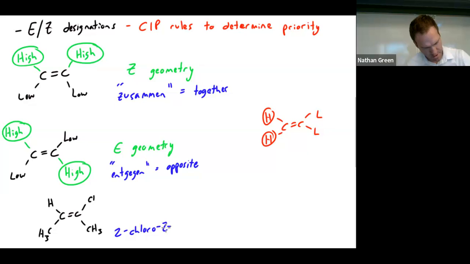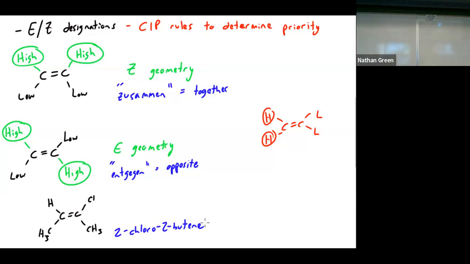2-chloro, 2-butene. We see that? 1, 2, 3, 4 carbons, but 1, 2, that's where the double bond starts, butene. 1, 2, that's a chlorine, although it looks horrible. 2-chloro, 2-butene. So then the question you need to ask is, well, dear professor, which one are we using? Are we going to have the double bond be an E or a Z?